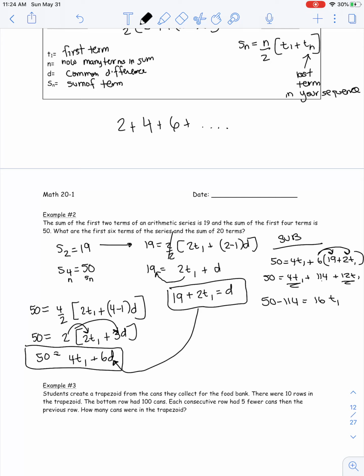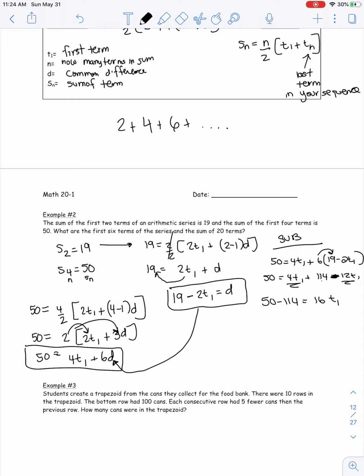Give me one sec, guys. There's just something seems off. Oh, I see my error. When I brought this over, I didn't change this to a subtraction. Okay, so this should be subtraction when I substitute. I'm just going to fix that because my answers weren't making sense. So it should be then 19 minus 2t1. There you go. That's better.